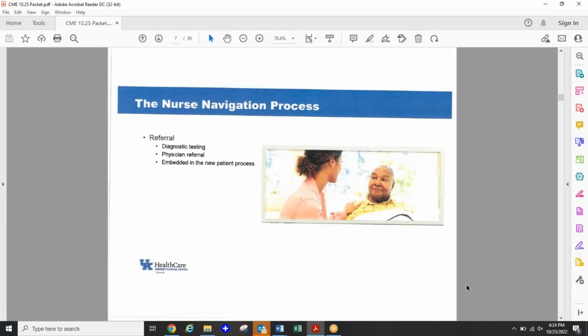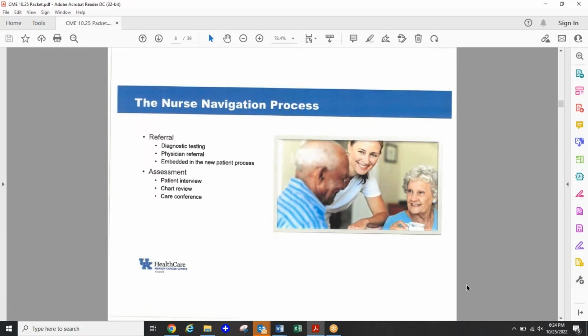The most common referral process for navigators is to be embedded in the new patient process. In this model, the navigator meets with all new cancer patients at the time of their initial consultation with their specialist. The navigator will complete a patient assessment next when they move into this process.